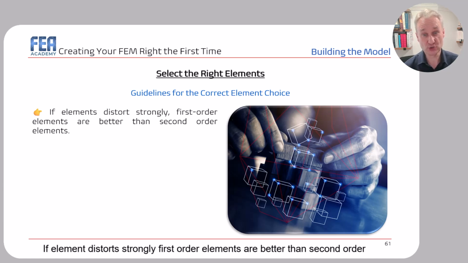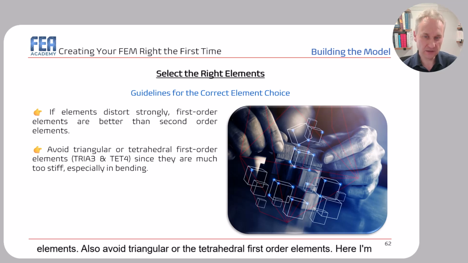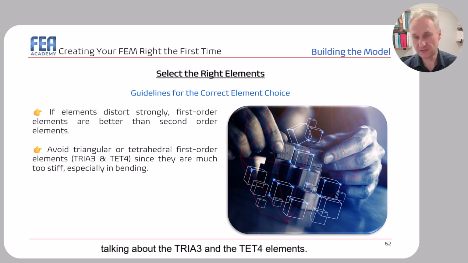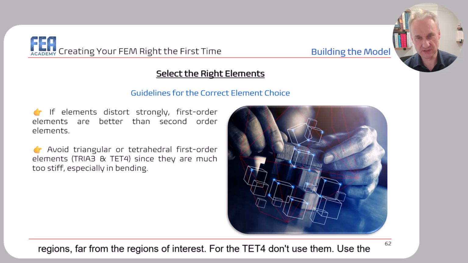In contact problems, first-order elements can improve convergence. If elements distort strongly, first-order elements are better than second-order elements. Also, avoid triangular or tetrahedral first-order elements. Here, I'm talking about the tria3 and the tet4 elements because they are much too stiff, especially in bending, and they produce wrong results. For the tria3, just use them in the transition regions, far from the regions of interest. For the tet4, don't use them, use the tet10.